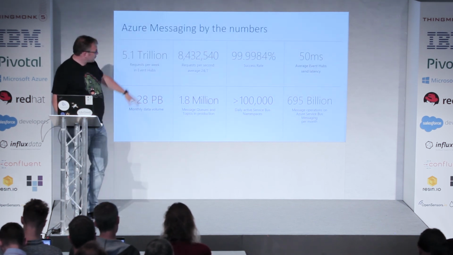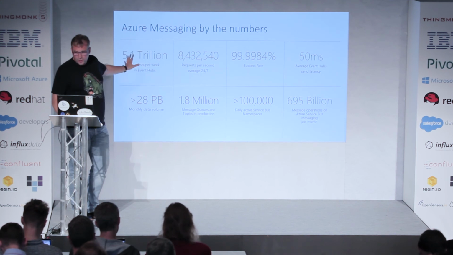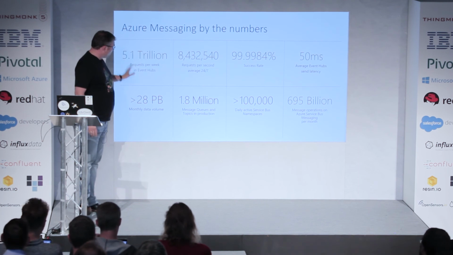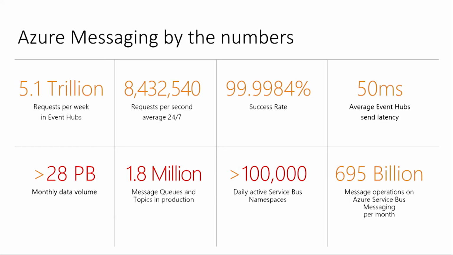many? Here's some numbers. So these are real production numbers. We just pulled them yesterday. We do 5.1 trillion requests per week in Event Hubs. That's 28 petabytes of data volume that we pull through per month. So that's a petabyte per day that we're pulling through on behalf of our customers. So the average for requests per second is 8.5 million requests, just about.